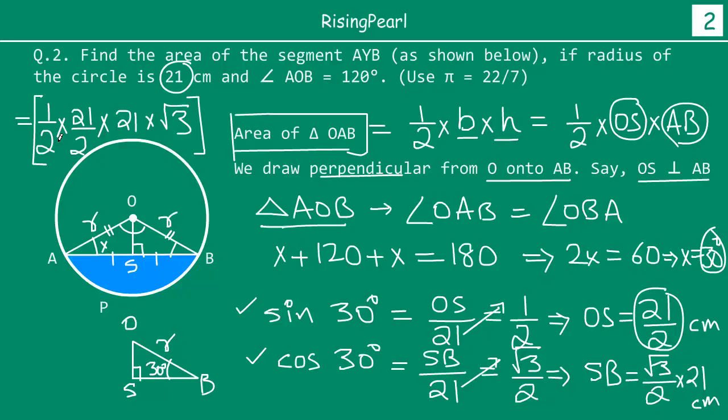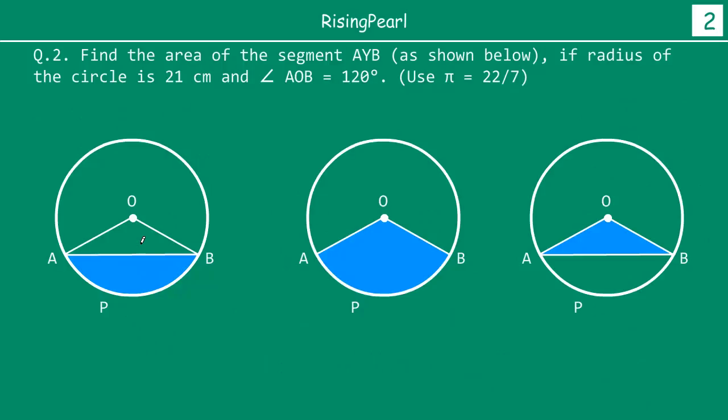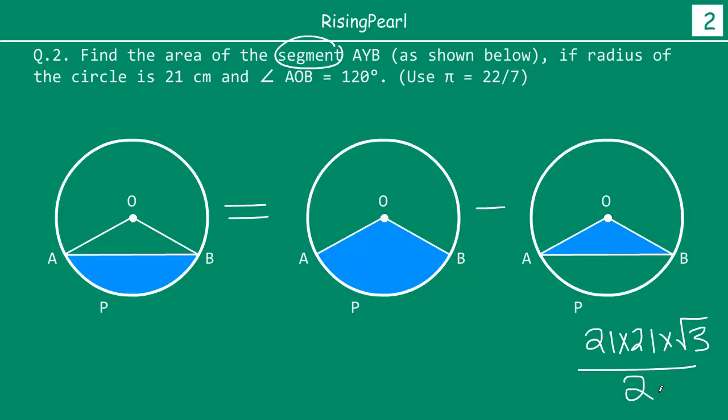So the area of the entire triangle will be this, right? So 21 times 21 square root 3 divided by 4. Now very quickly, just to clean this up, again recall that the area of the segment, which is what we have to find out, is equal to area of the sector minus area of the triangle. So area of the triangle, we have seen, is 21 times 21 times square root 3 divided by 2, and area of the sector, let's quickly take a look.